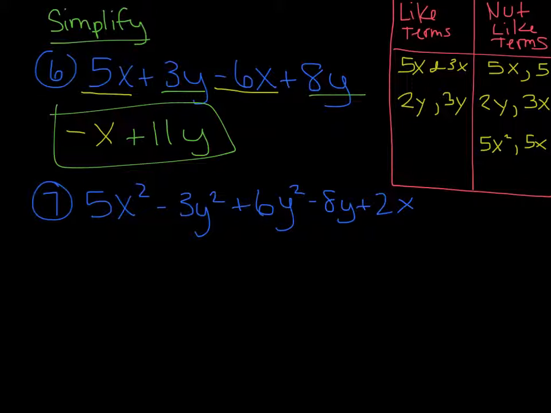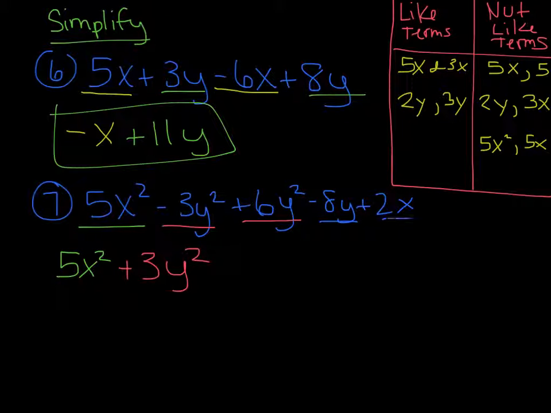For number 7, we're going to do a similar thing. So 5x squared is kind of lonely. There's nothing that goes with it, so we're just going to rewrite 5x squared as 5x squared. The -3y squared and the positive 6y squared, both of them have y squared, so those are going to give us plus 3y squared. Then the last two terms that we have, again, they don't go with anything, so we're just going to rewrite those like that. And then this is going to be my final answer.